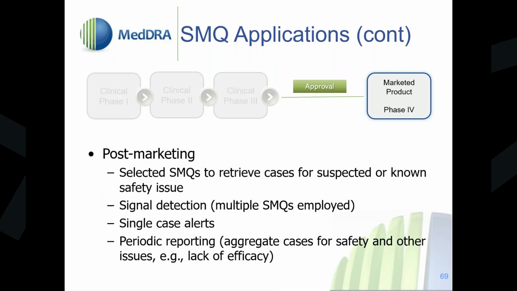Single case alerts basically means the following, and it depends on whether or not your safety database is set up for those kinds of notifications. Let's say you already know that your product had previous safety reports of acute pancreatitis. You're continuing to collect data and you want to be made aware as soon as something comes in. You can talk to your IT folks and see if you can set up an alert notification from your safety database as soon as you have a term coded to any of the LLTs that belong under the SMQ of acute pancreatitis. So that may be an option to you.